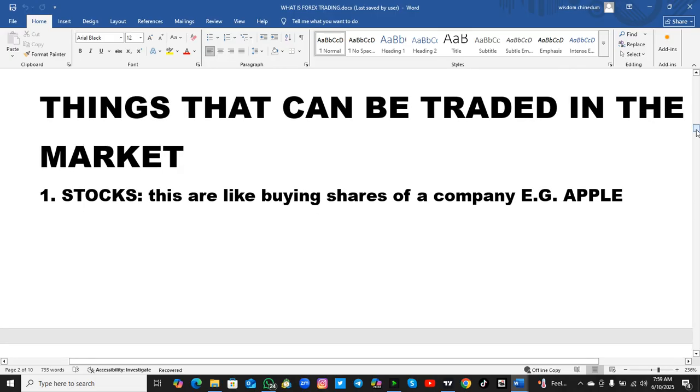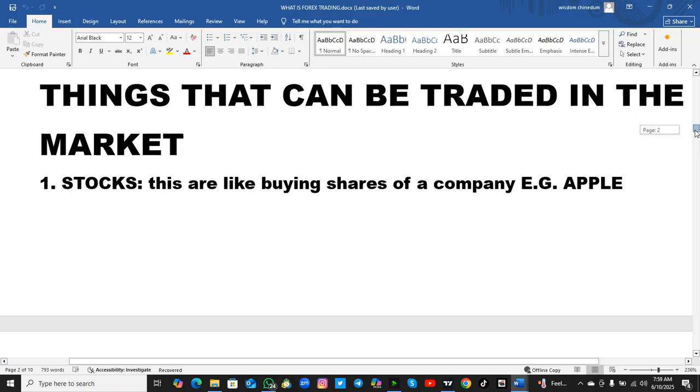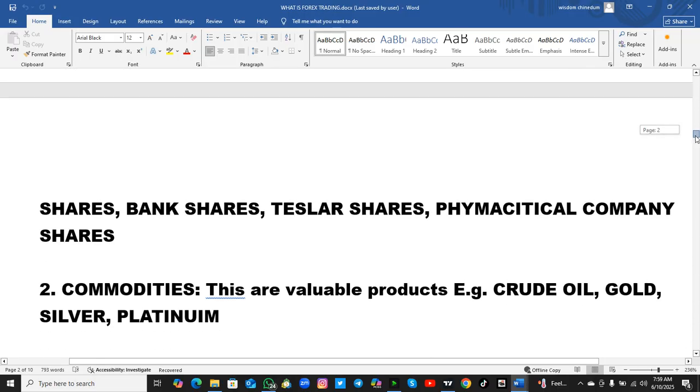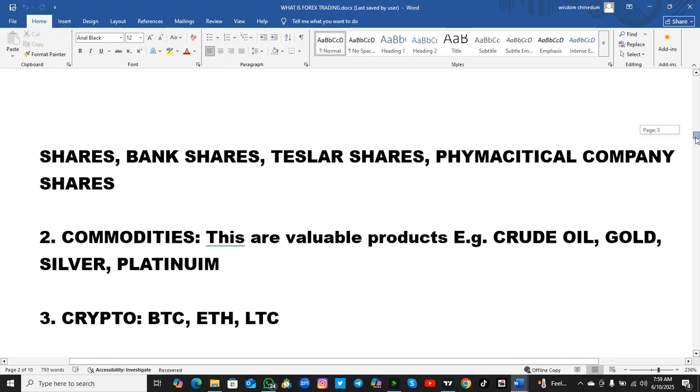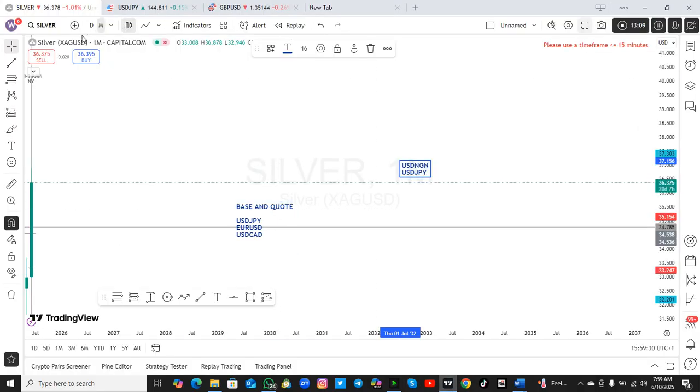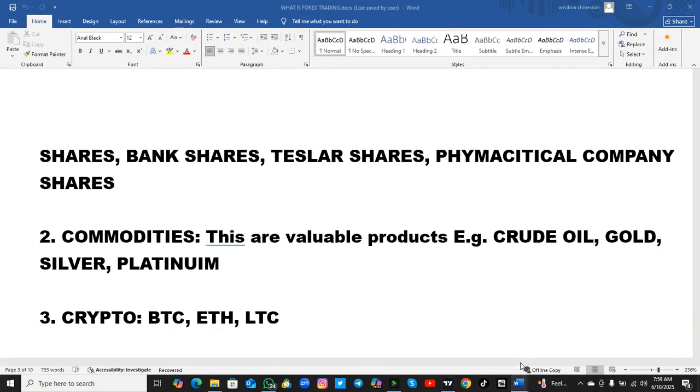Stocks. You can trade stock. These are like buying shares of a company, e.g. Apple and the rest, bank shares, Tesla shares, pharmaceutical company shares and all that. We trade commodities too. These are valuable products like crude oil, silver, gold. Like this chart I am in now, you can see it's silver. So you can call this commodity trading. I'm trading commodities. You get. But for now, you don't trade commodities, please. Don't trade commodities. I beg you.